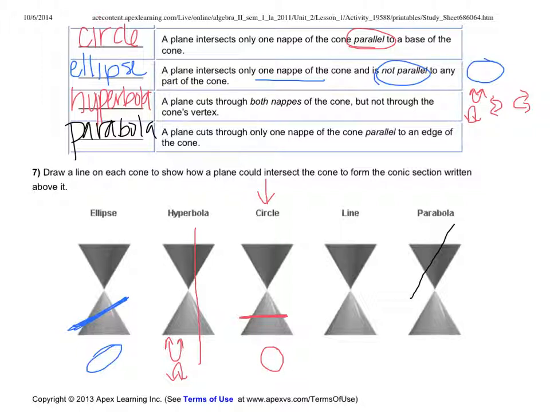And the way that I get a line, because that was the last picture we had to draw in there, the way we get a line is if we cut it here along the nappe. Then I'm going to get a line. So all of these different shapes can be created from a conic, which is two cones on top of each other.